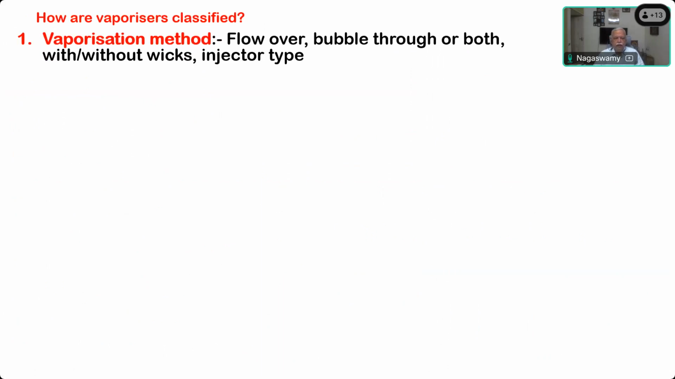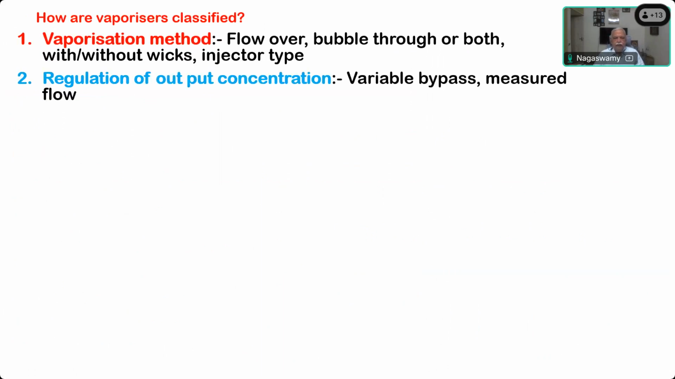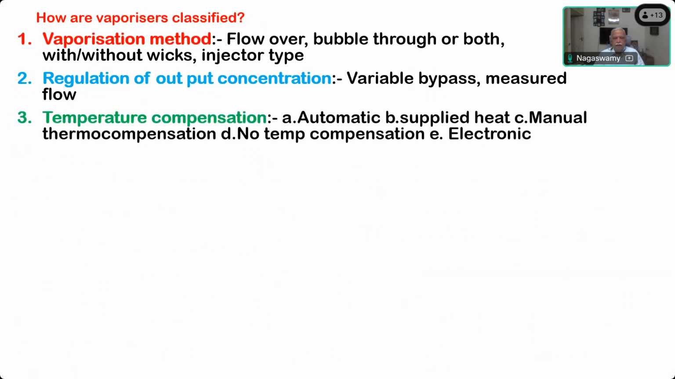So we can classify the vaporizer based on the vaporization method. Second is regulation of output concentration of vapor. That is by either variable bypass or measured flow, which we have already seen. The third is temperature compensation, which can be automatic or by supplied heat or with no temperature compensation. Nowadays, electronic compensation is there. So there are several methods by which we can maintain the temperature so that a constant output of vapor will be there.